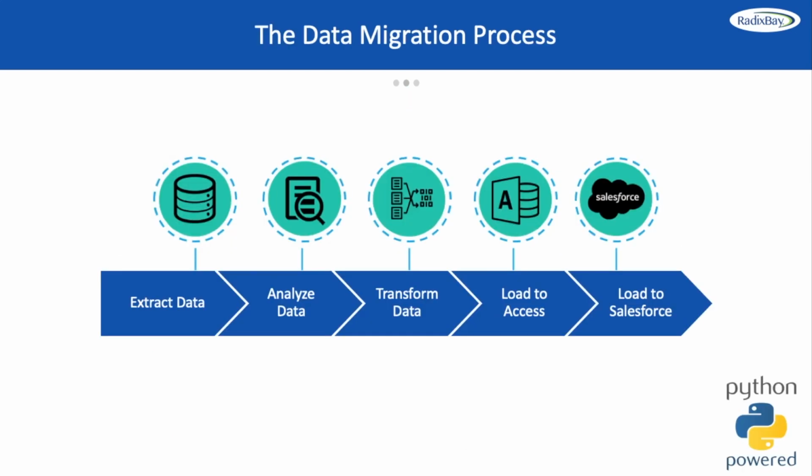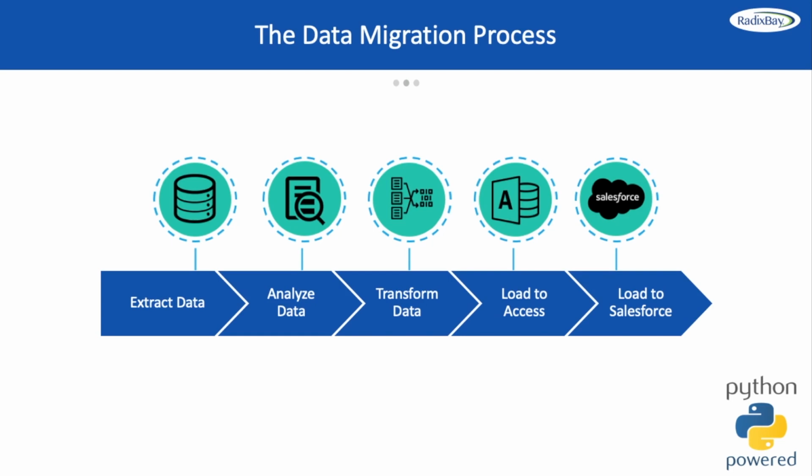The data migrations I completed involved several steps. This is just a general overview of each step I took. I will go into more detail about some of these steps later in the presentation. The first step involves the client extracting data from the legacy systems. I received the data in CSV format. I then took the data and thoroughly analyzed it. Then I used that analysis to transform and clean the data.